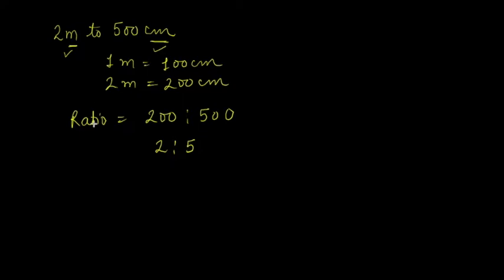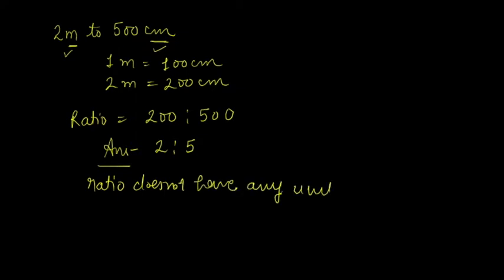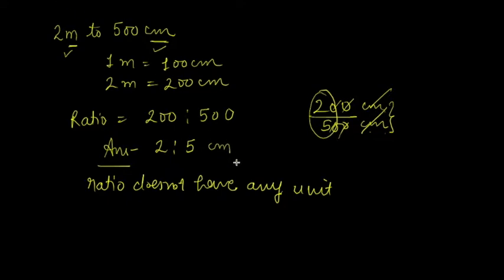Another fact is that when we write the answer, ratio does not have any unit. Why? Because it is in division. Basically what you are doing is 200 upon 500, centimeter upon centimeter. So this is cancelled. These two zeros cancelled, you are left with 2 is to 5. Since we have converted them to the same unit, the units get cancelled with each other. That is how ratio does not have a unit. If you write centimeter here, that will be absolutely wrong because ratio does not have any unit. Okay. So this is how the ratio works.